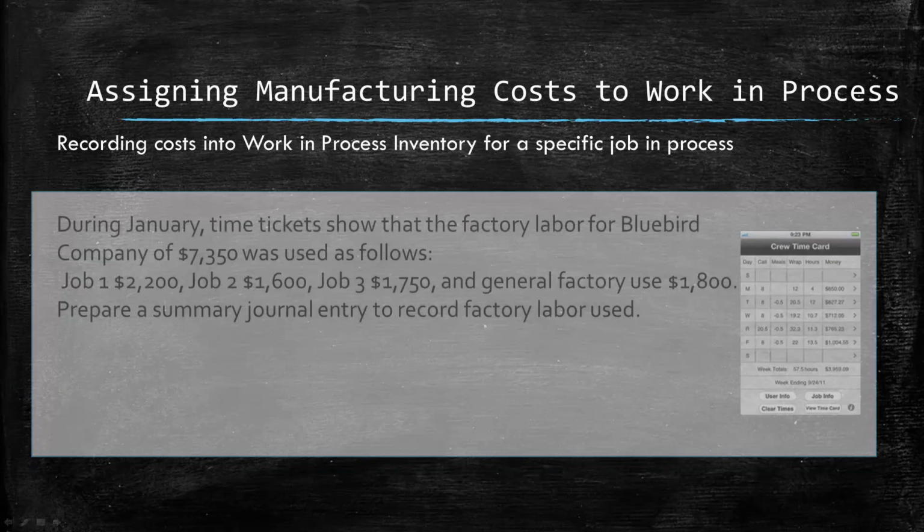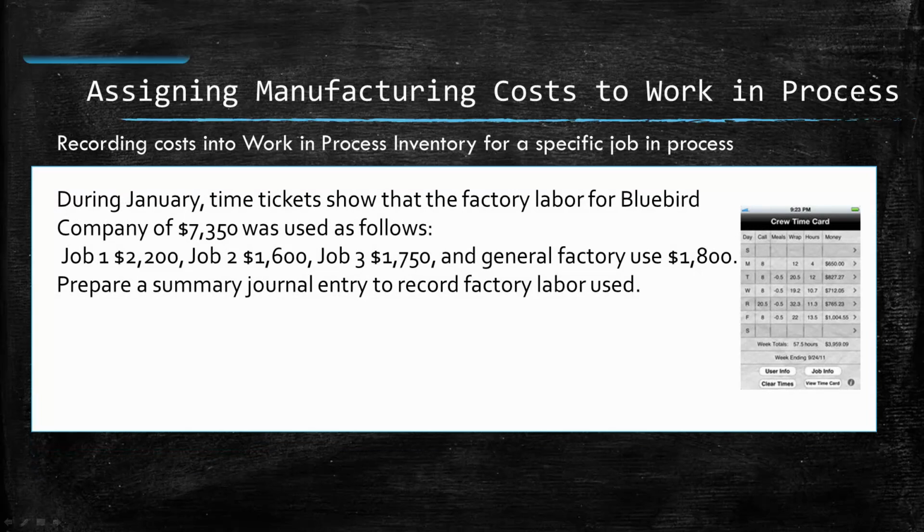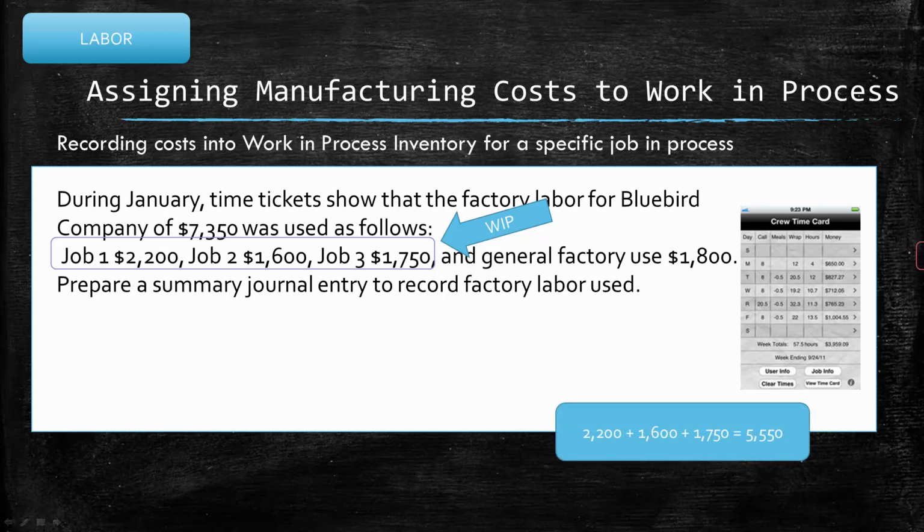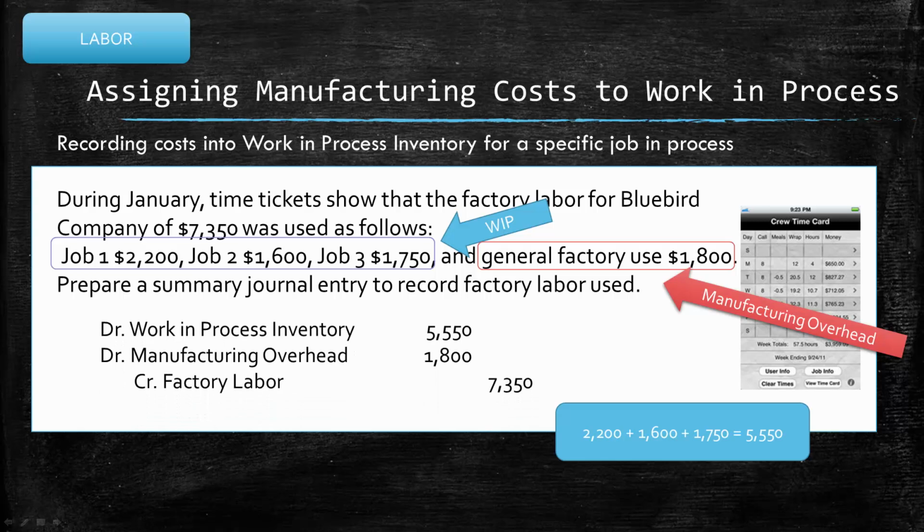Next, let's look at our journal entry relating to labor. During January, time tickets show that the factory labor for Bluebird Company of $7,350 was used as follows. So again, we have the labor that can be specifically traced to the 3 jobs, which will go into our work in process inventory, and then we have some labor that related to general factory use, which will go into our manufacturing overhead account. So we're going to debit the total of our 3 jobs of $5,550 into work in process inventory, debit our general factory use into manufacturing overhead, and credit it all out of the factory labor account.